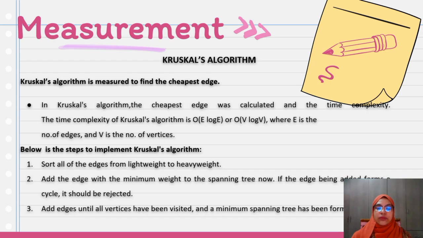Below are the steps to implement Kruskal's algorithm. First, sort all of the edges from lightweight to heavyweight. Second, add the edge with the minimum weight to the spanning tree. If the edge being added forms a cycle, it should be rejected. Third, add edges until all vertices have been visited and a minimum spanning tree has been formed.